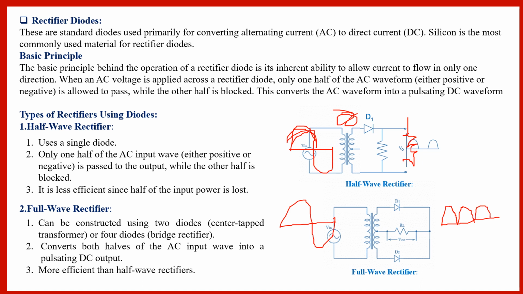Again, for the other cycle, we will be having this. So this is how your conduction will take place. In comparison to the half wave rectifier, we don't have anything in between the positive half and the negative half. But here, because we have two diodes, at one time one diode will be conducting, and at the other cycle the other diode will be conducting.